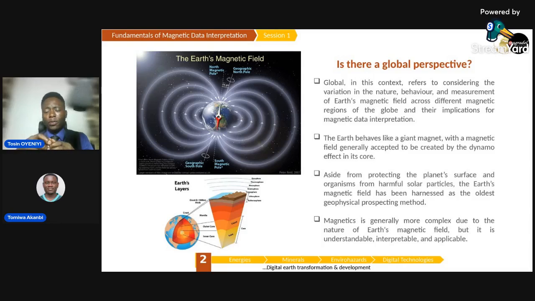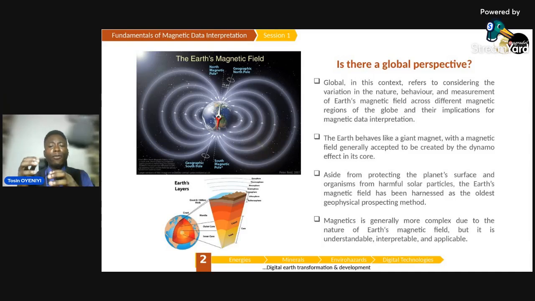It is actually the oldest geophysical prospecting method, and it is being made clear in this theory that the Earth's magnetic field also protects the planet surface and organisms from harmful solar particles. So there are particles flying outside of the orbit of the Earth that are trying to find their way into the orbit of the Earth. But thanks that we have the Earth's magnetic field that is able to prevent some of these harmful solar particles from entering into the Earth and hurting the planet surface and the organisms in the Earth. So the Earth's magnetic field has been harnessed as the oldest geophysical prospecting method.